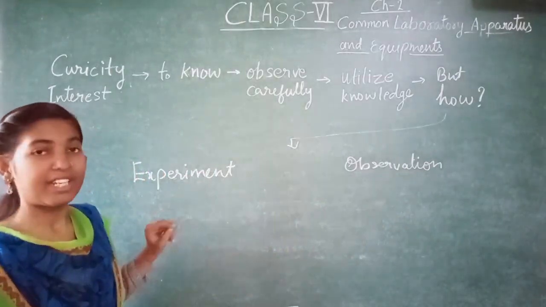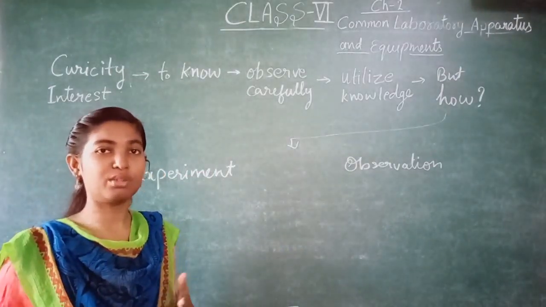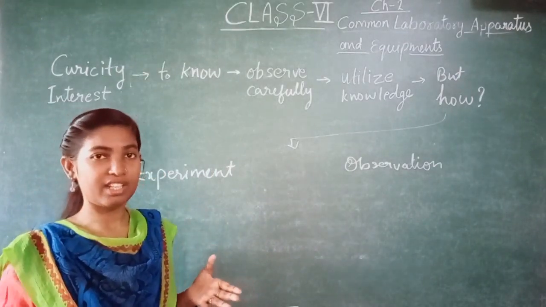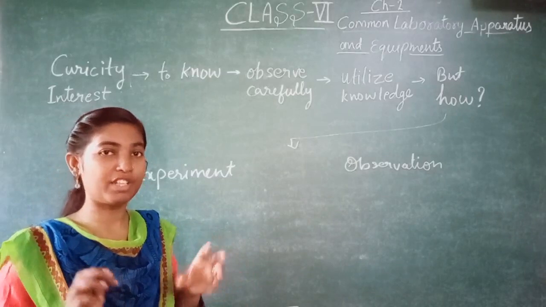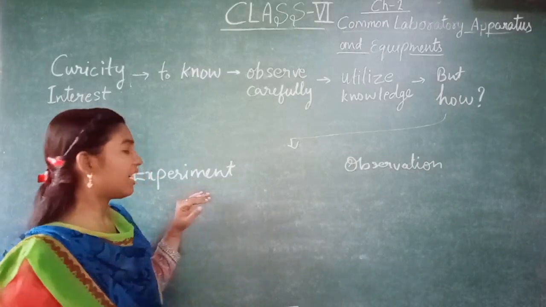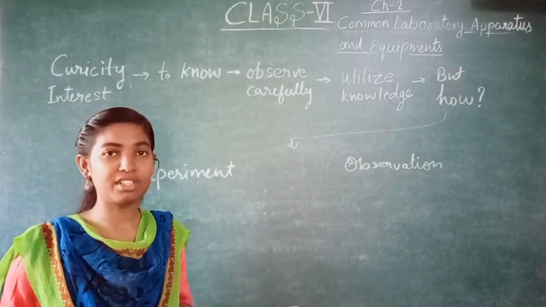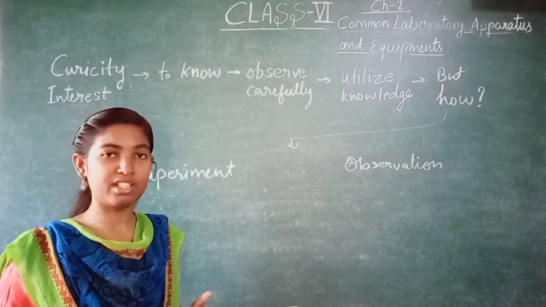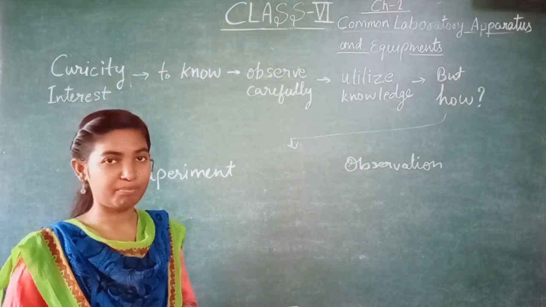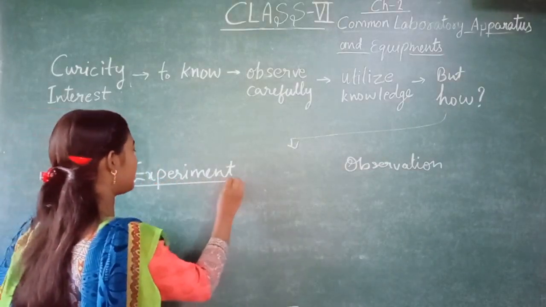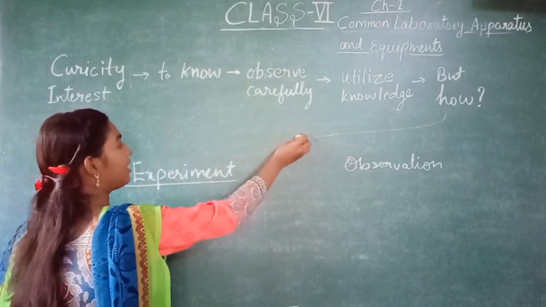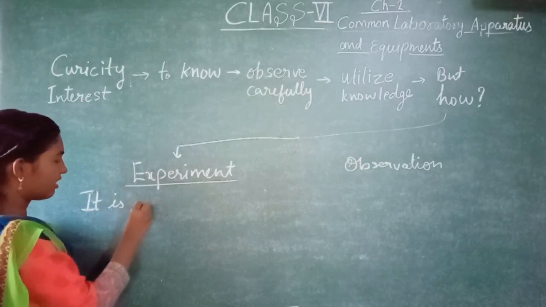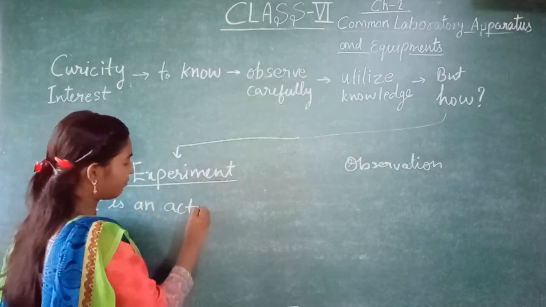Experiment means an activity in which you are doing something, like you are mixing water and sugar. So this is a kind of experiment. So we can say an experiment is an activity which is done under controlled condition to observe a natural or artificial phenomenon. So this is the definition of experiment.